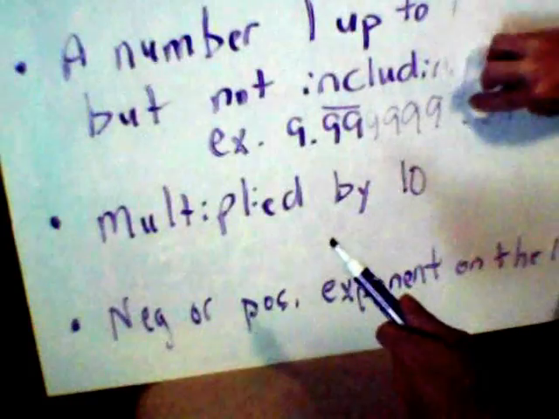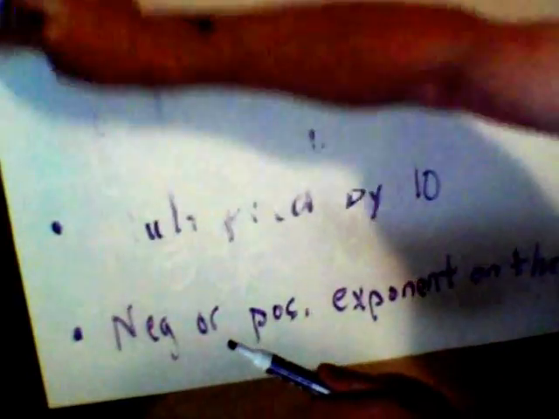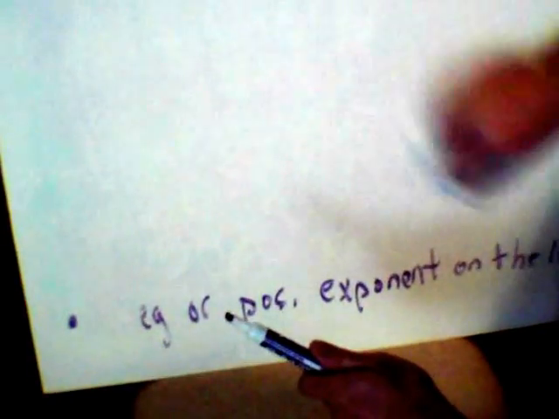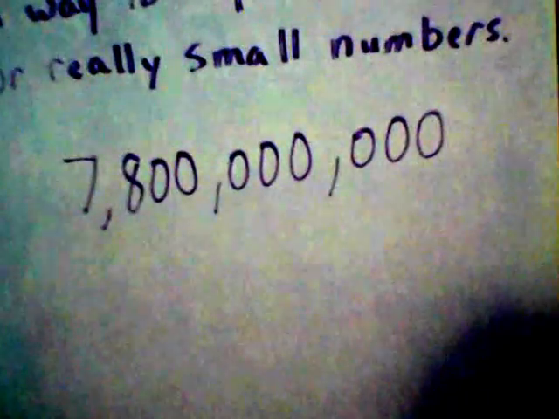So let me get some of this out of the way. We'll do a couple practice problems. Okay, let's look at the number 7,800,000,000. It's not too large of a number when we're considering things like space, but it's still a relatively large number.